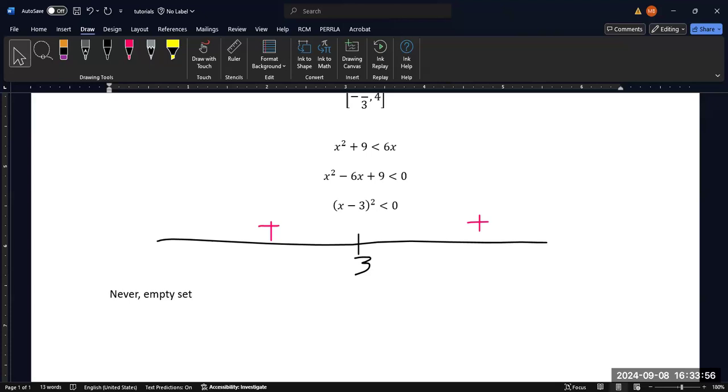If this was this problem, but with a greater than sign, then it would be everywhere except 3, because 3 would be 0, and without the equality, I would have to remove that from the domain. So then it would be negative infinity to 3, union 3 to infinity, if the inequality was greater than 0. But here, it's never true, and there is no solution.